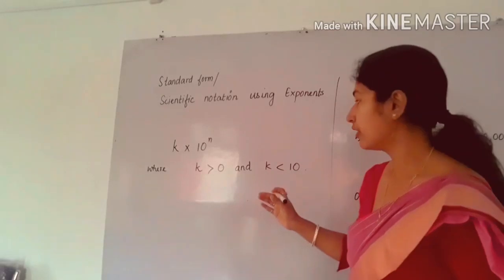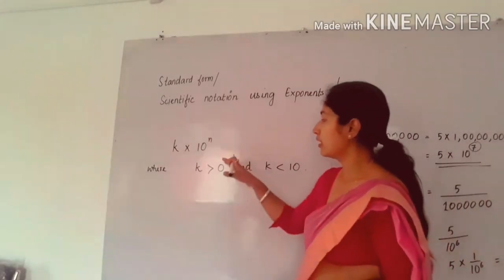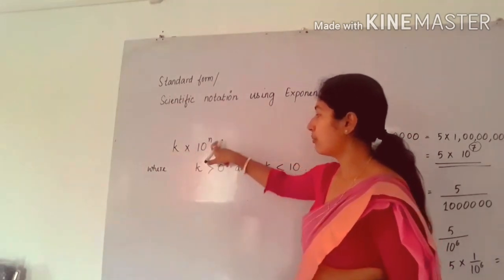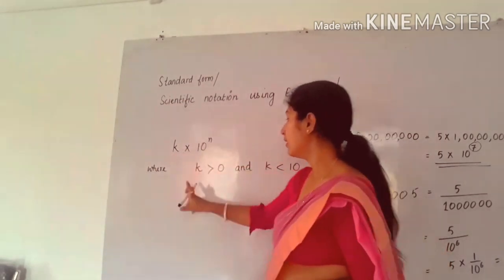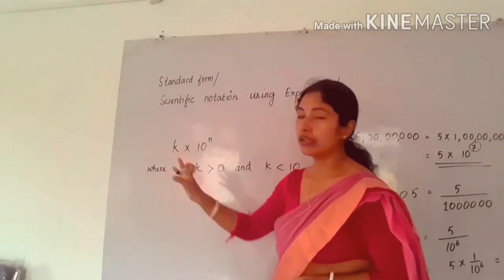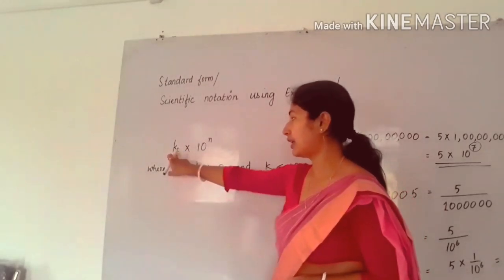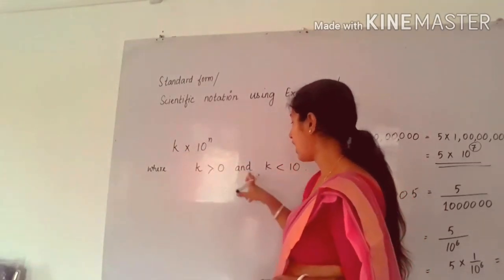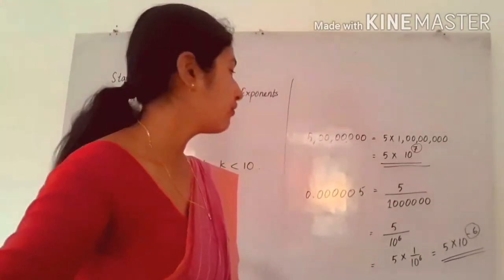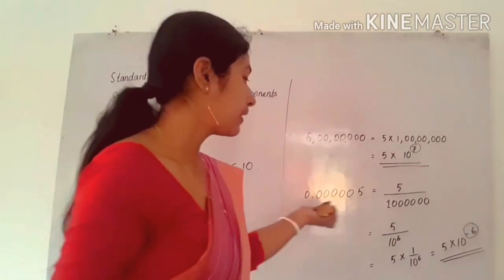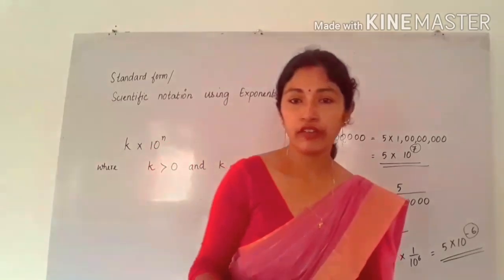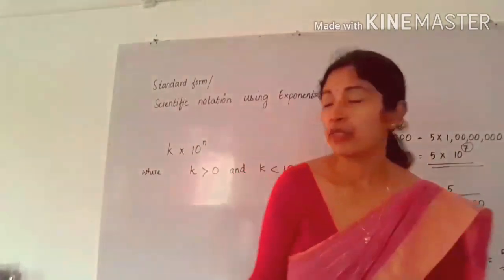So this is the scientific notation. Here I have written k into 10 to the power n. What is the value of k? See, k should be greater than 0 and it should be less than 10. For example, in the first example I have written 5 in the first place, and in the second example also I have written 5 in the first place, that is, 5 comes in between 0 and 10.